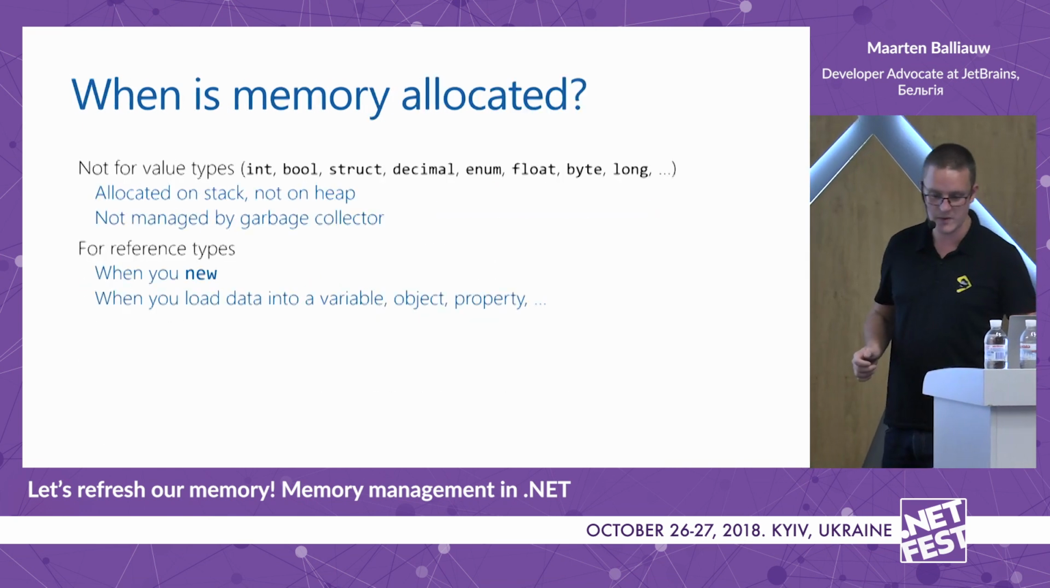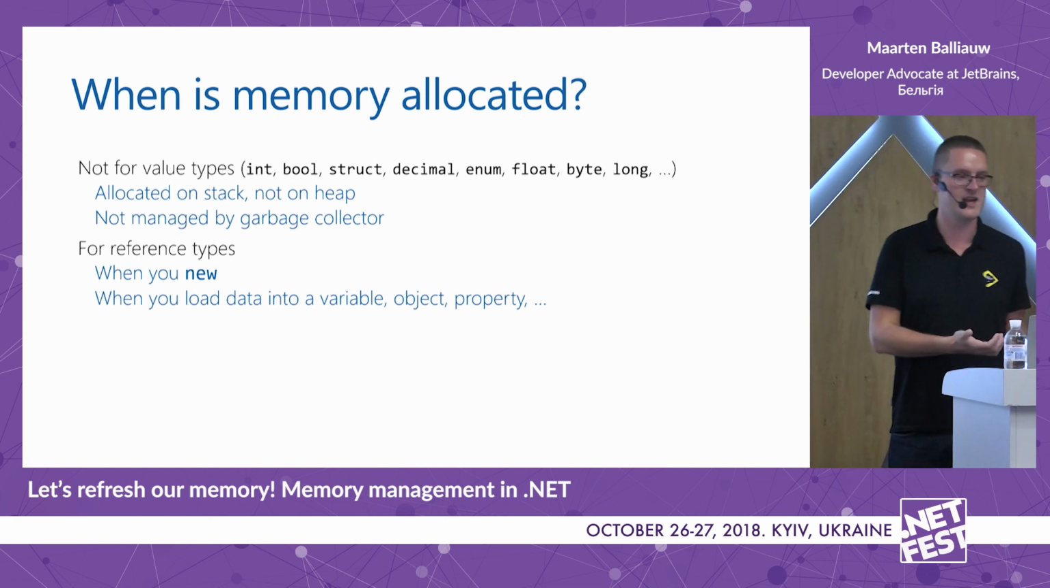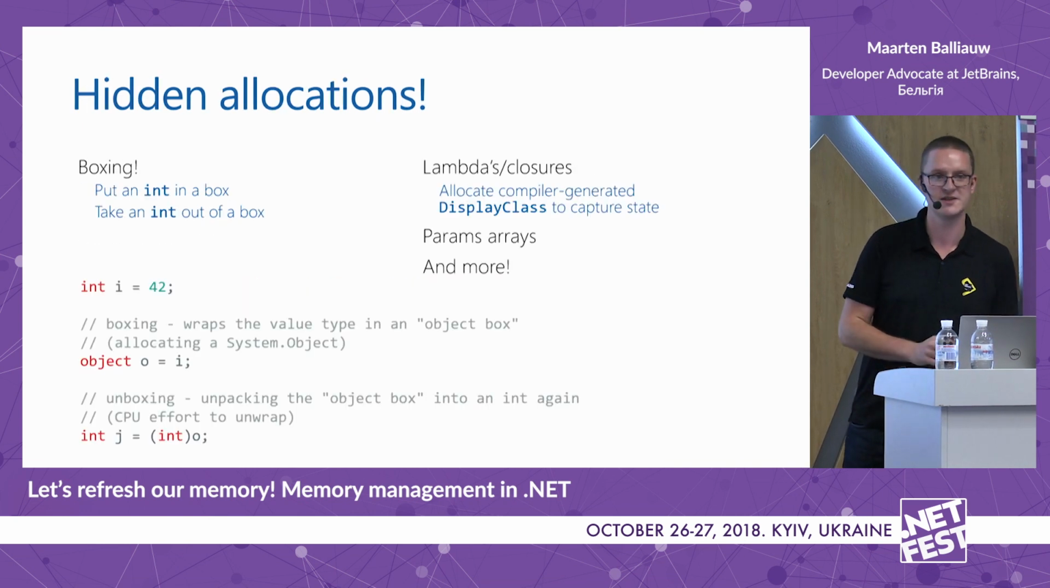The good thing is, when we look through our code, whenever we see a new, we know we are allocating something probably on the heap. The problem is, there's also hidden allocations in .NET.